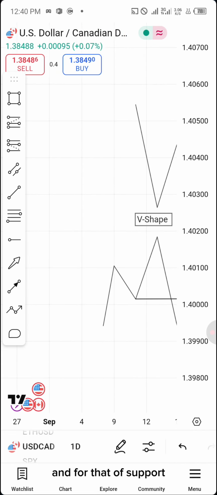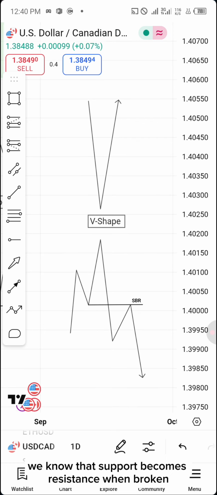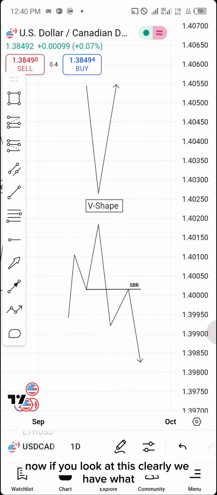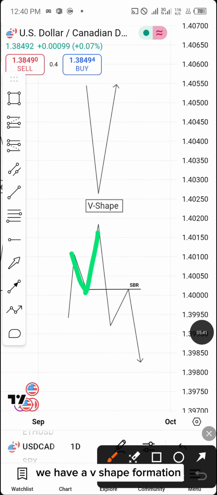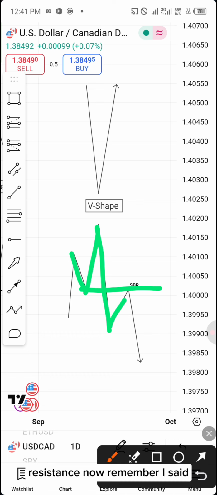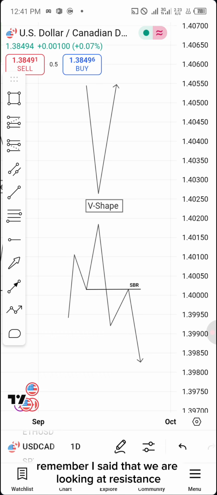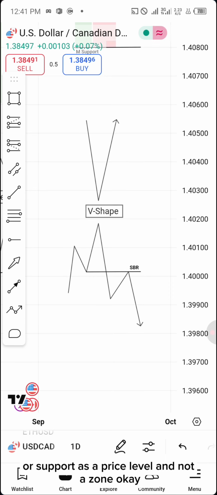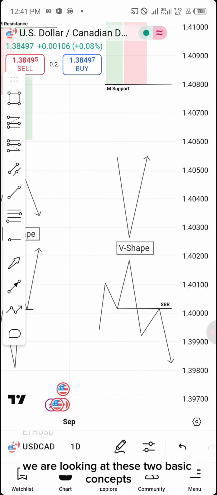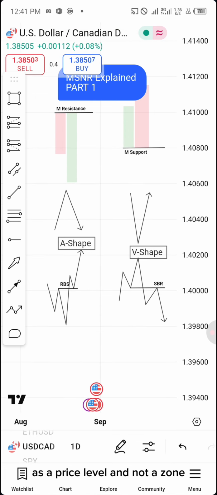And for support, we know that support becomes resistance when broken. Now, if you look at this clearly, we have what? We have a V-shaped formation. As soon as it is broken, that area becomes what? Resistance. Now, remember I said that we are looking at resistance or support as a price level and not a zone. We are looking at these two basic concepts as a price level and not a zone.